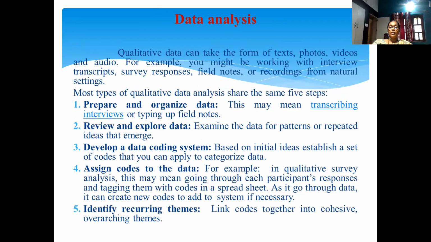Data analysis. Qualitative data can take the form of text, photos, videos, and audio. For example, you might be working with interview transcripts, survey responses, field notes, or recordings from natural settings. Most types of qualitative data analysis share the same 5 steps. The main points, the 5 steps, are: prepare and organize the data, review and explore the data, develop a data coding system, assign the codes to the data, and identify recurring themes.